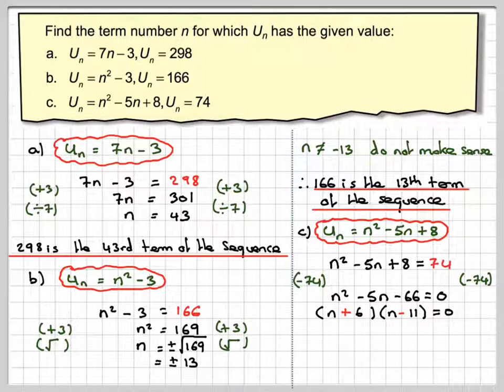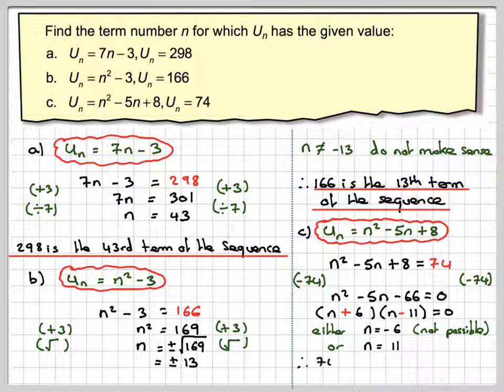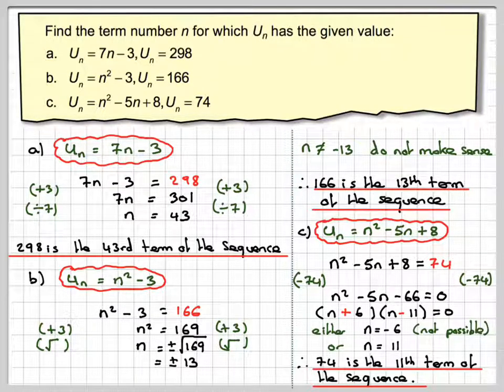Like I've always said, you need to be able to solve quadratics in any sort of advanced maths. So from this bracket, you're going to get that n is equal to minus 6. We know that's not possible. And from this bracket, we're going to get that n is equal to 11. So 74 is actually the 11th term of the sequence.